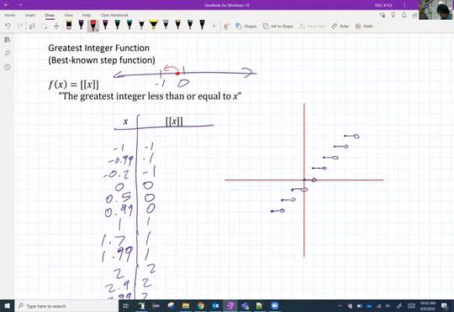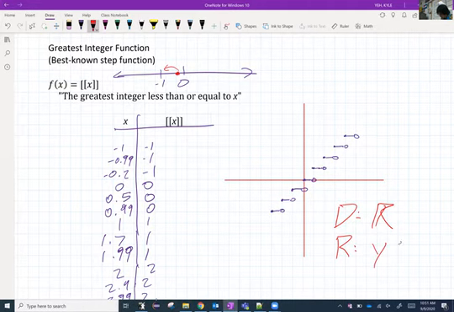Really quickly, what's the domain? Domain looks like all real numbers because we're able to plug in anything and it goes forever and ever and ever. What is the range? I'm going to say y is an element of the integers. There's that fancy looking Z again that stands for integers. Y is an element of the integers means I hit every integer, every whole number, positive and negative, but nothing else. So that'll be my range.